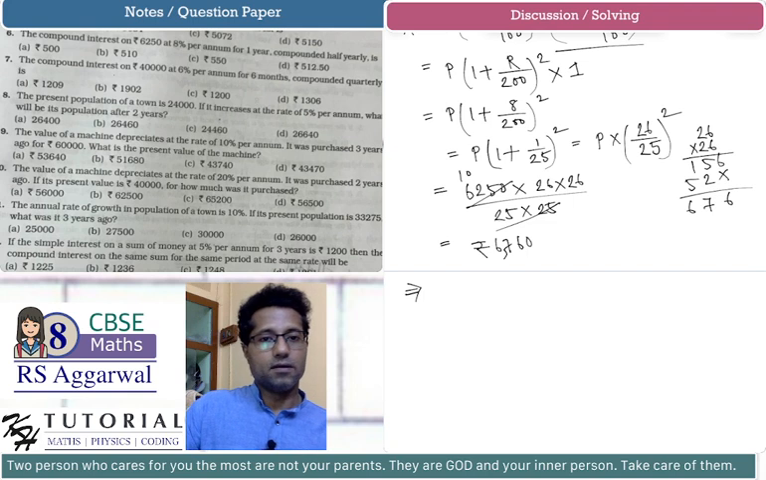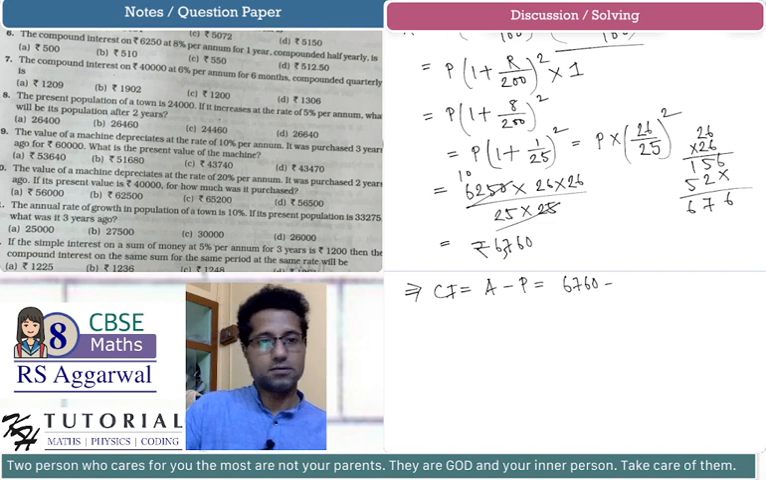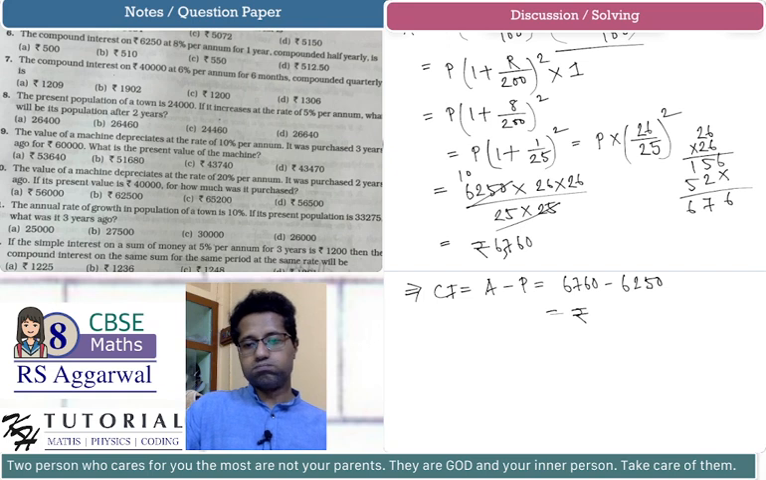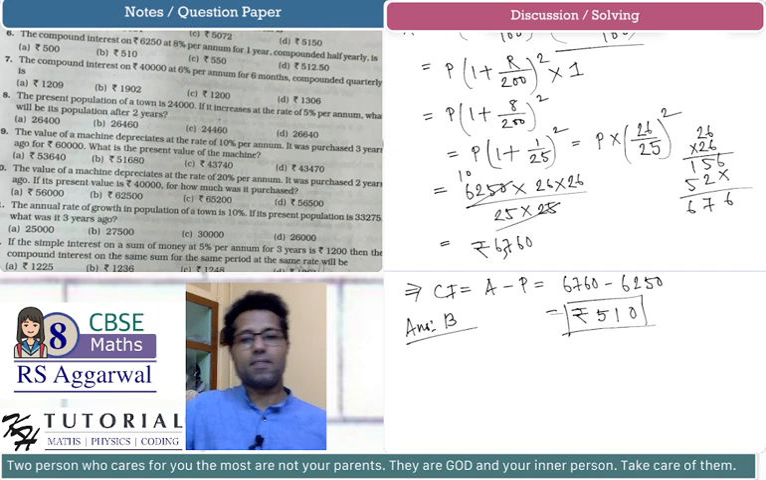We have to find the compound interest. So CI is equal to A minus P, which is equal to 6760 minus 6250, which is equal to 510 rupees. 510 is the compound interest. Okay, so the correct choice is B, the correct choice.